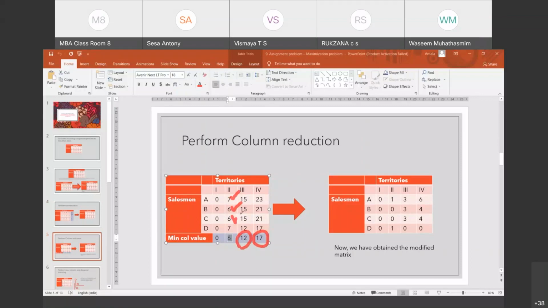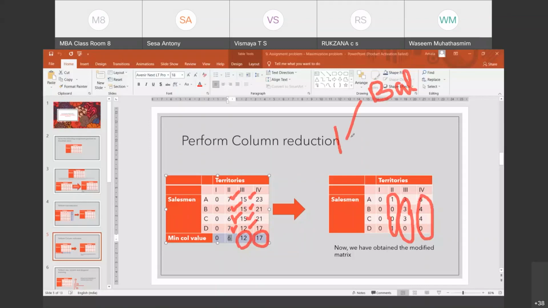You will get the corresponding column over here. Similarly, the third column, 15 minus 12, 15 minus 12 and 12 minus 12. You will get 3, 3, 3 and 0. Similarly for the fourth column also. Now we have got the fourth column like this. Now we have got the modified matrix. Phase 1 is over. In phase 1, what all were there? First of all, we have to see whether it is balanced. If it is not balanced, then balance it.